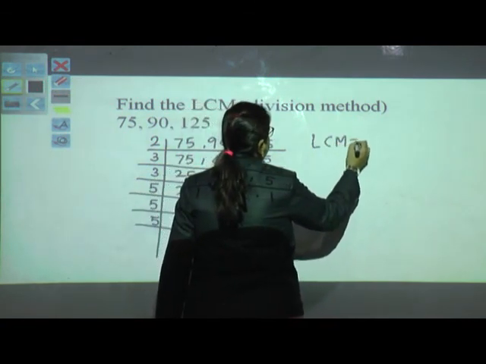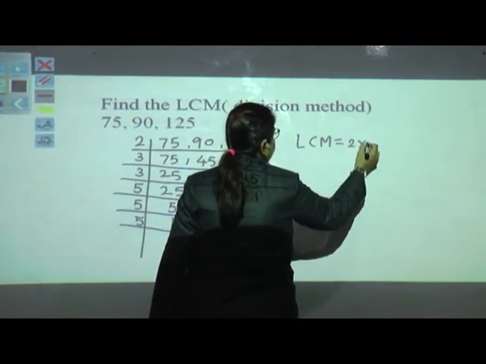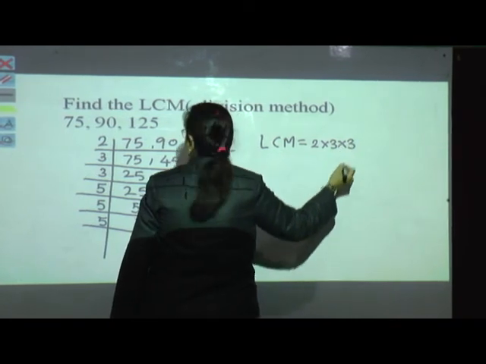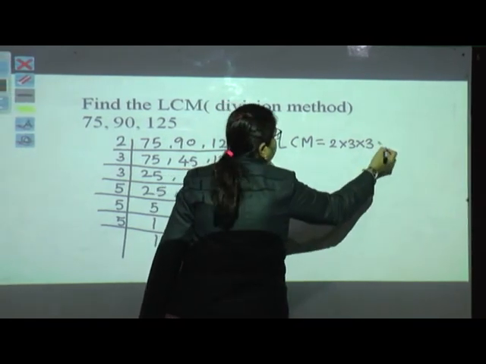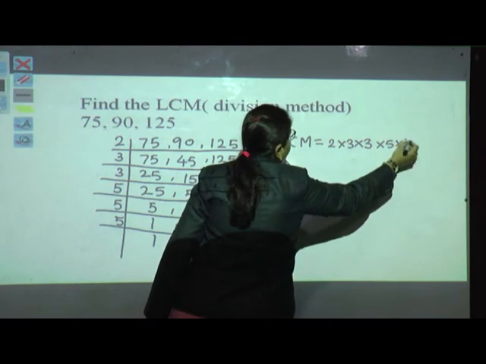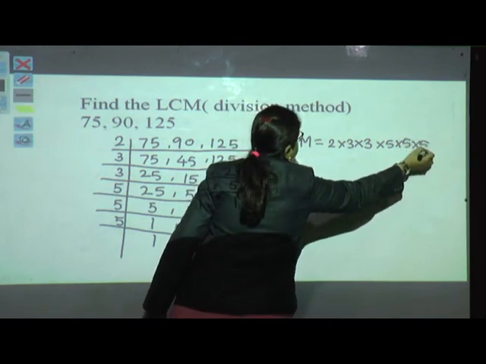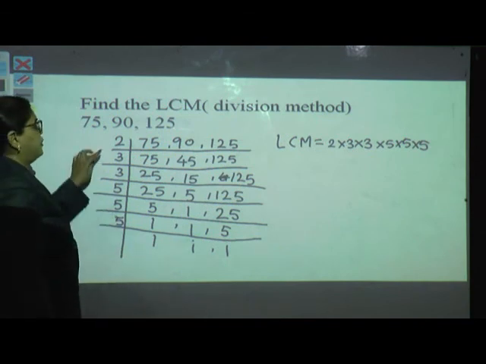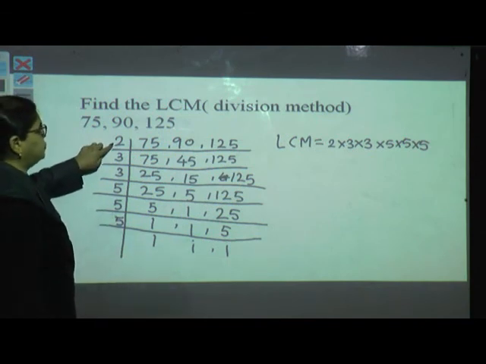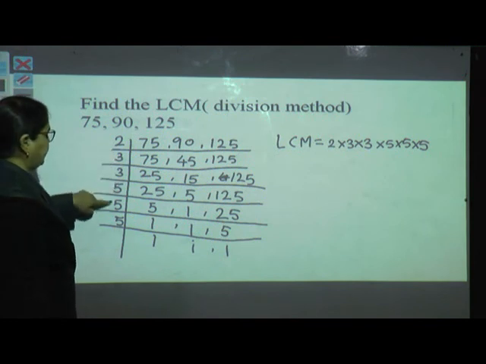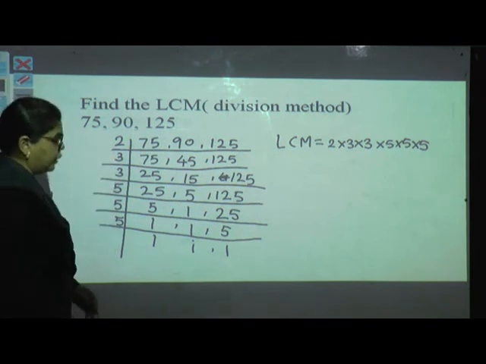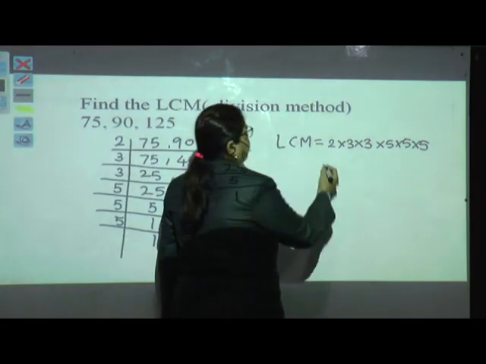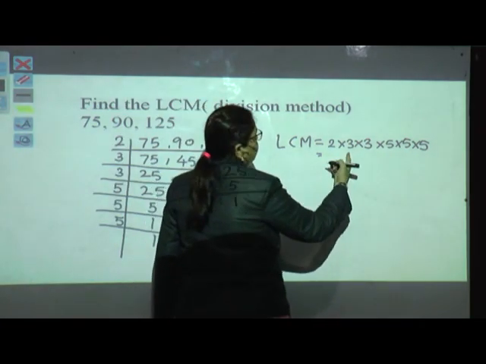LCM is equal to 2 multiplied by 3 multiplied by 3 multiplied by 5 multiplied by 5 multiplied by 5. After writing, we also have to check how many times we are having each number. 2 is 1 time, 3 is 2 times, and 5 is 3 times. Because your answer should not be wrong, we have to do the multiplication.